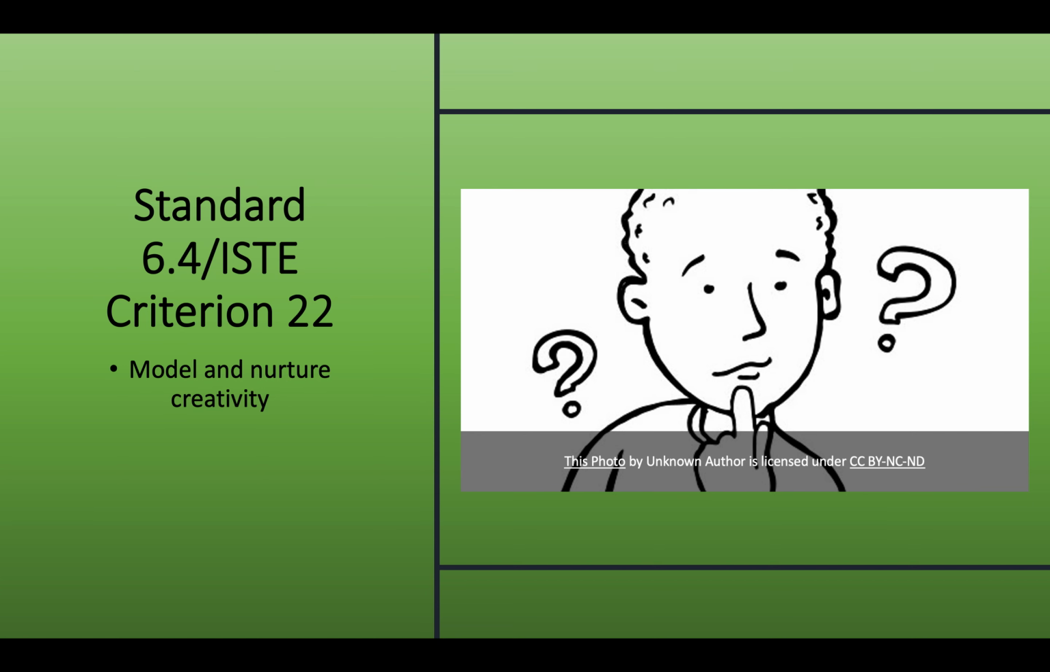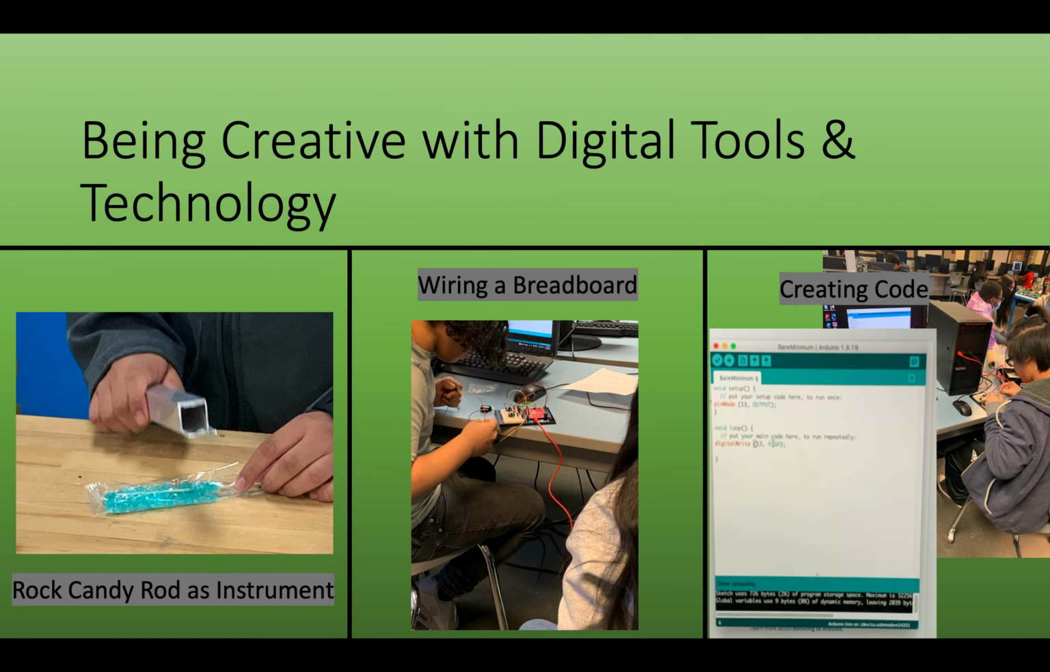Standard 6.4, its D criterion 22, states, model and nurture creativity. On this slide, you can see examples of opportunities for my learners to be creative with digital tools and technology. In the first example, the obvious method for removing rock candy from its dowel turned out not to be the fastest or cleanest method. In the second example, students learned that there were lots of different ways to wire their breadboards, but still get the same outcomes.